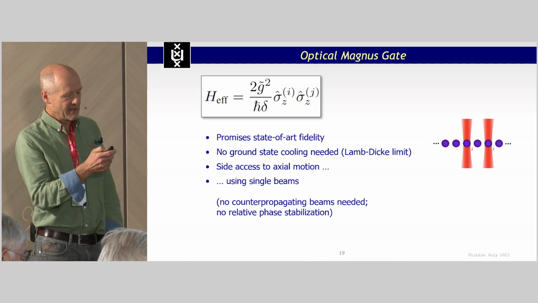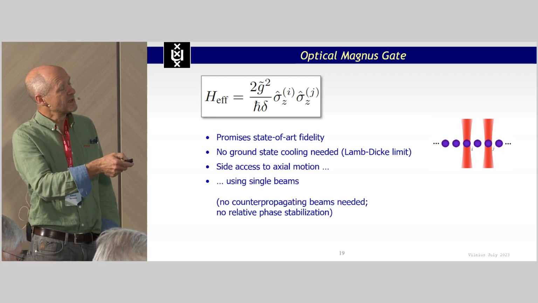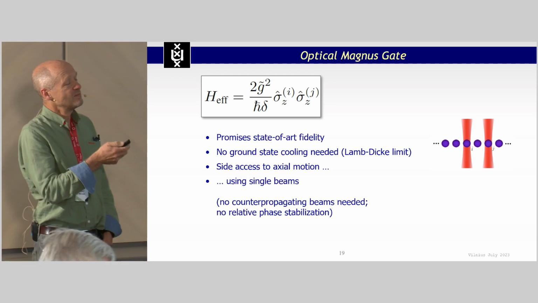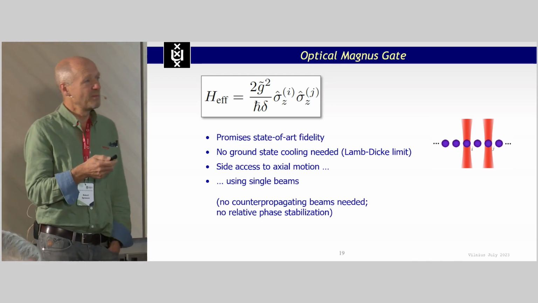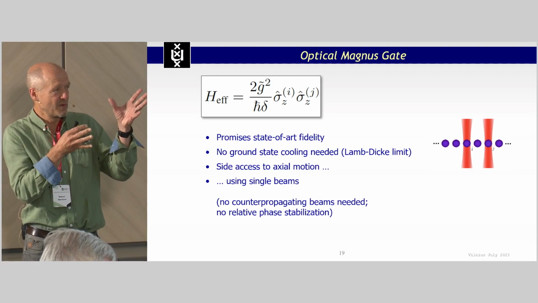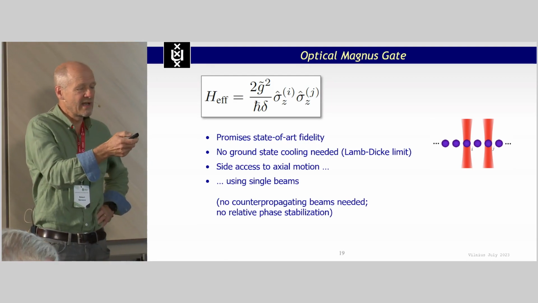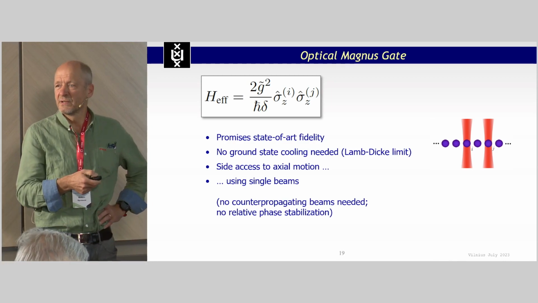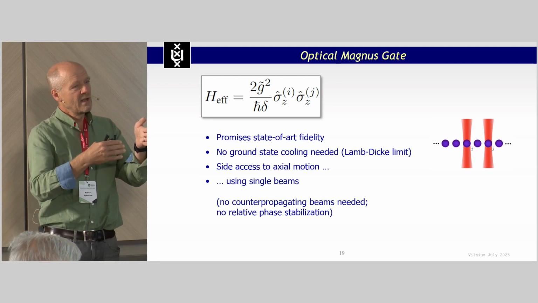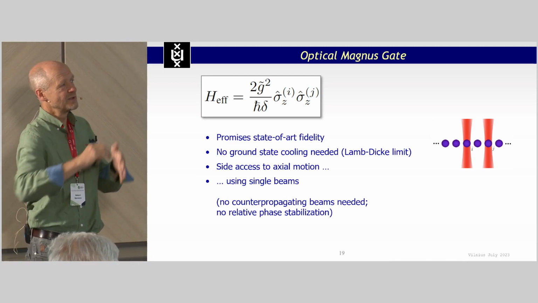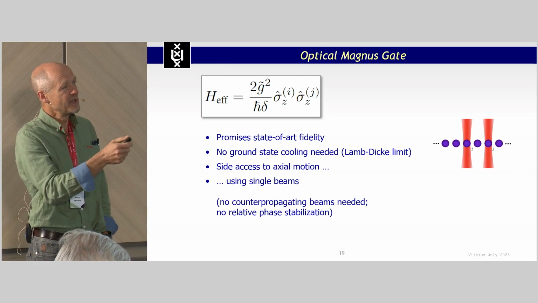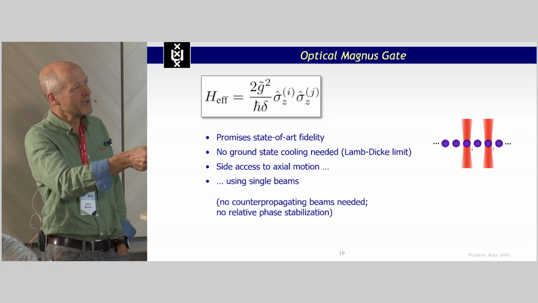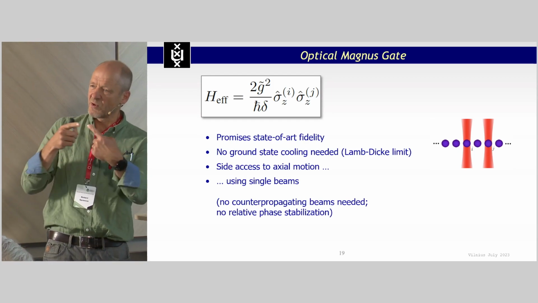So, we have an optical Magnus gate with this type of interaction. It promises state-of-the-art fidelity, possibly. We don't need to cool to the ground state. And what we particularly like about this gate is that you get access to the axial motion of the crystal by sending in your tweezers from the side. So you get good optical access, and you can still access the axial motion. And you can access axial motion using single beams, okay? So you don't need any pair of beams, like from here and here, to get k-vector components along the axis.